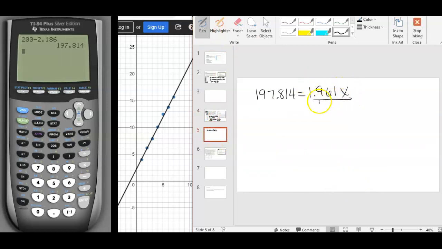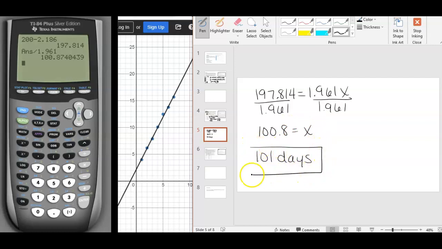And then we can divide both sides by 1.961 to solve for x. And so when we do that, we get our answer, which is 100.8. Okay, so since we're talking about days, we're going to say that they have to run their lemonade stand for 101 days before they both earn $100 to give to the Children's Hospital.